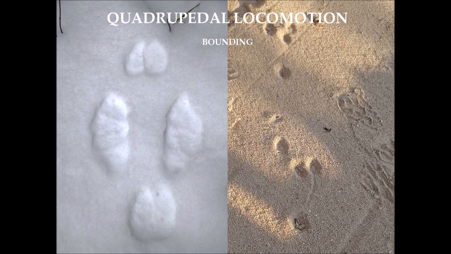The track sequence is a 3-beat pattern. The 2 front limbs strike first, one after the other, followed by the 3rd beat as both hind limbs land. The animal then leaps off its hind feet to repeat the sequence. The resultant track pattern looks like a letter L.